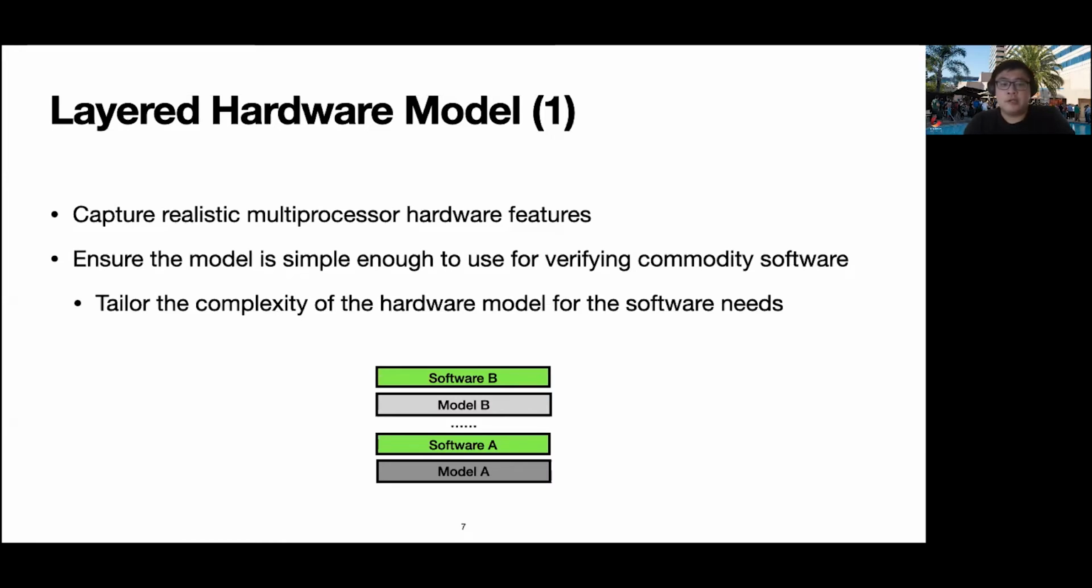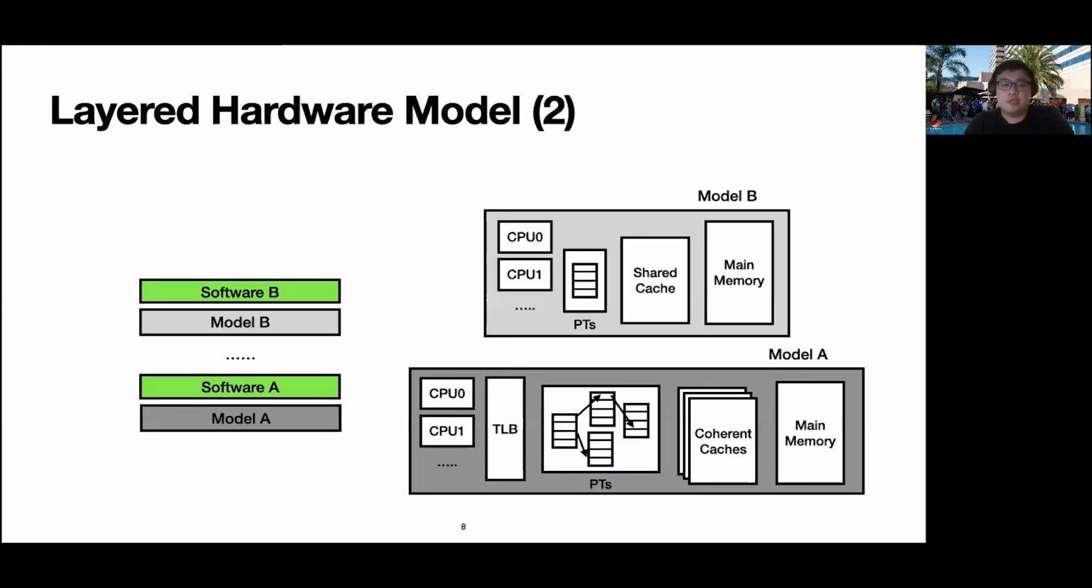We introduce a layered hardware model that captures realistic hardware features, yet is simple enough to be used to verify commodity software. Layering tailors the hardware model to the software needs. Software layers that use low-level hardware features are verified using a more detailed hardware model that includes all the various hardware features, such as Model A. Software layers that do not rely on low-level hardware features can be verified using a simplified abstract hardware model, such as Model B, so long as we can prove that the software using the simplified model is equivalent to the software using the detailed low-level model.